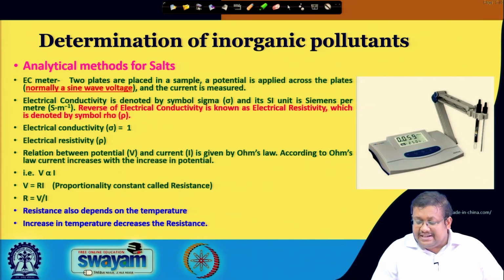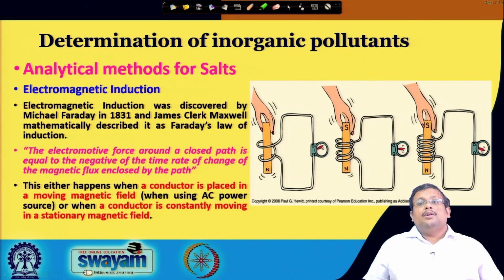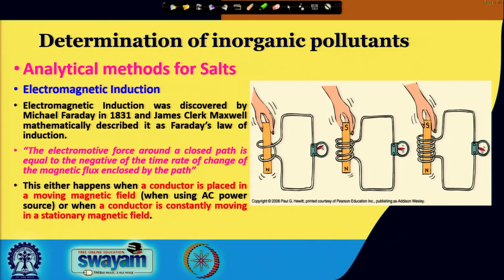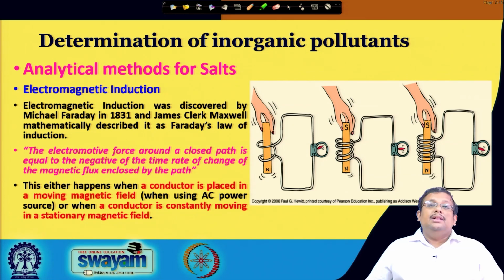Let us move ahead and see the next important thing, that is electromagnetic induction. Electromagnetic induction was discovered by Michael Faraday in 1831, and James Clerk Maxwell mathematically described it as Faraday's law of induction. The exact law says that the electromotive force around a closed path is equal to the negative of the time rate of change of the magnetic flux enclosed by the path.